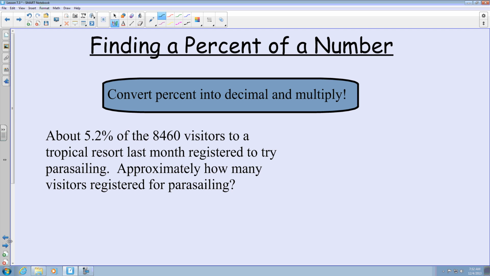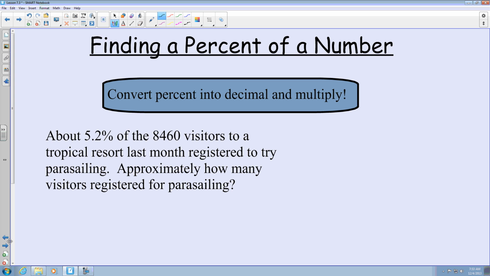So here we're going to find a percent of a number. We want to convert the percent into a decimal, and then we're going to multiply. So the question they ask us is about 5.2% of the 8,460 visitors to a tropical resort last month registered to try parasailing. Approximately how many visitors registered for parasailing? So when they say convert the percent to decimal then multiply, here's what we're going to do.